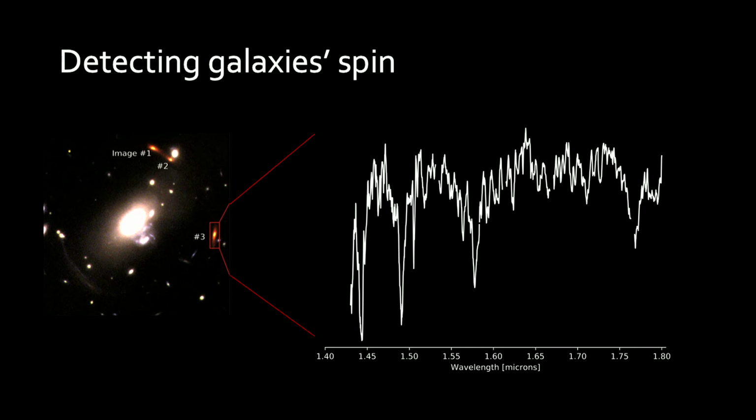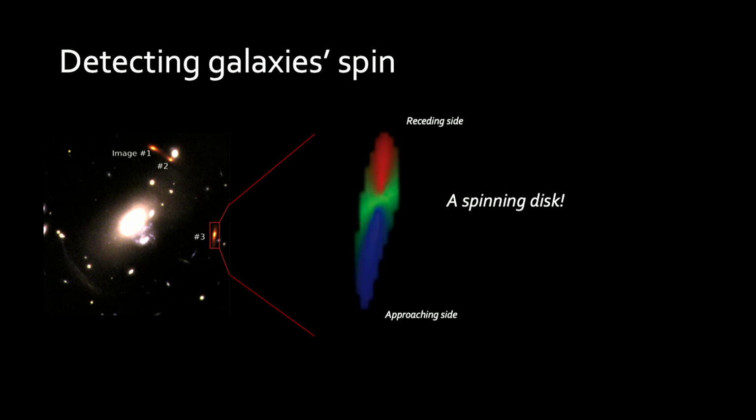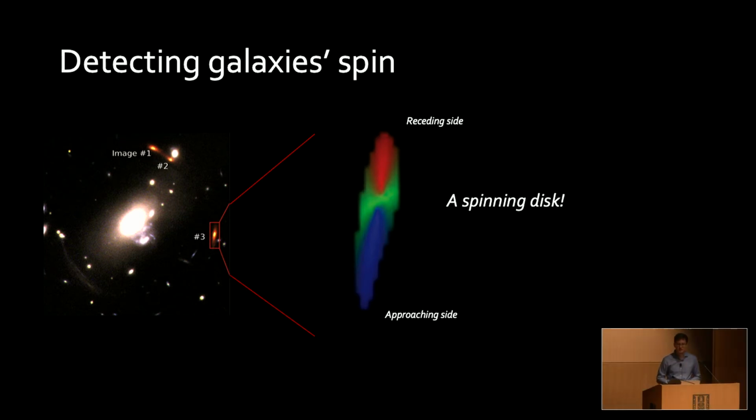And in the very first case where we tried to do this, the lensed proto-elliptical galaxy that you see in the image on the left, that's exactly what we found. One side was blue shifted, one side was red shifted. It's the telltale sign that that galaxy is a spinning disk. And this was really exciting because it was the first time that we have ever been able to measure the motions of stars within such a distant galaxy.